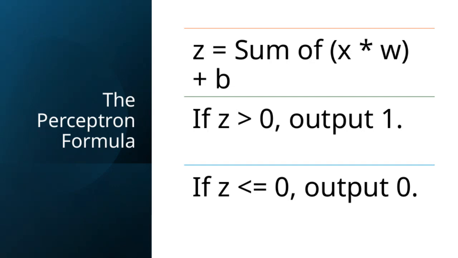Let's take a closer look at the perceptron formula, the foundation of how this simple neural network learns. At its core, it's a straightforward calculation. We multiply each input by a weight, sum those products, then add a bias term. This total is then passed through an activation function, which decides the output. It's elegant in its simplicity, yet powerful enough to classify data by adjusting those weights over time. Understanding this formula is key to grasping how learning happens in the perceptron.